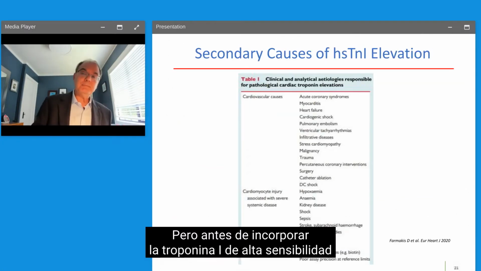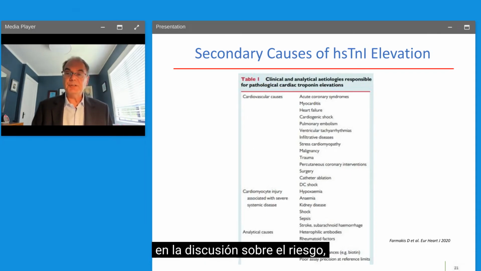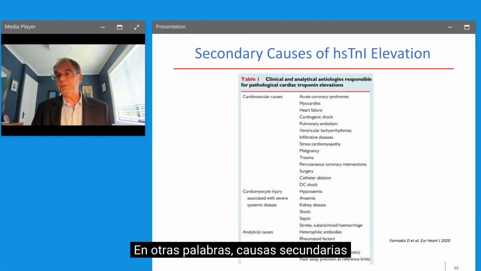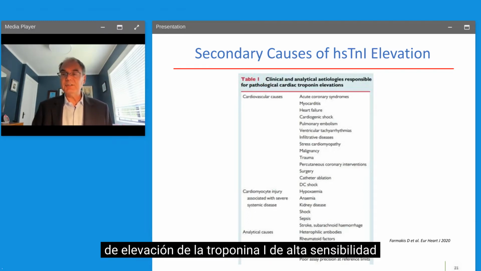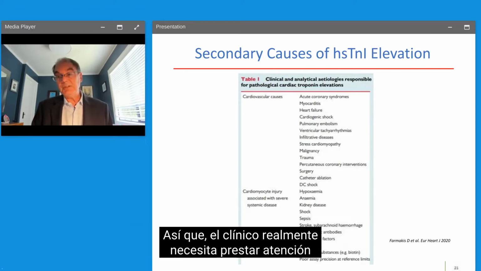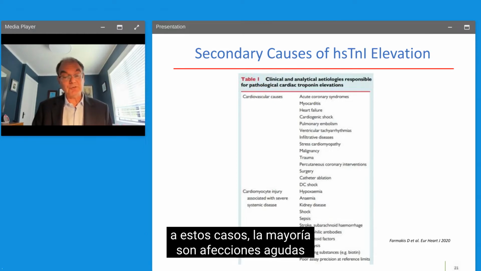But before incorporating high-sensitivity troponin into the risk discussion, I'd like to touch upon the issue of false positives. In other words, secondary causes of high-sensitivity troponin elevation that are not directly connected to myocardial injury. So the clinician really needs to pay attention to these causes.